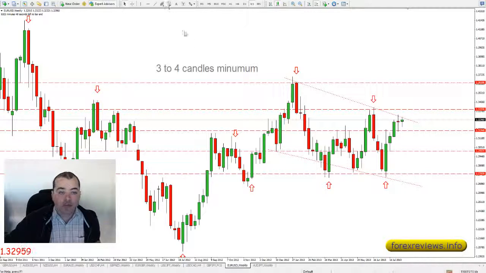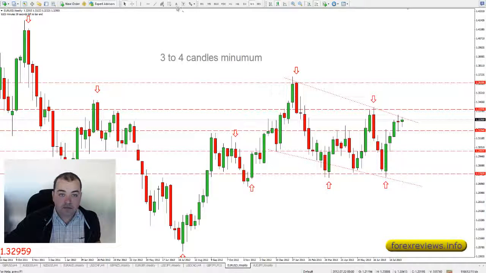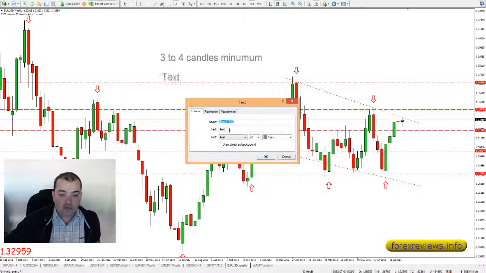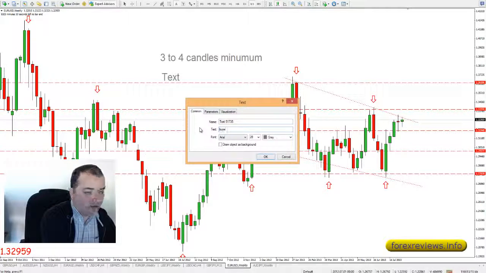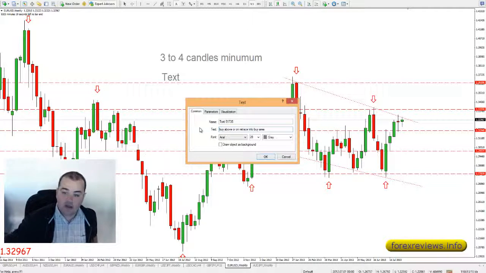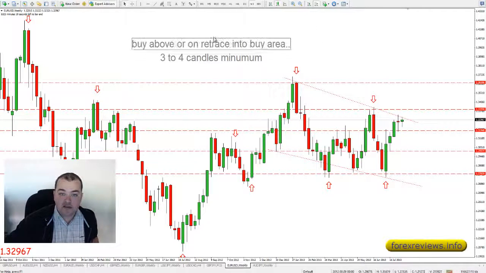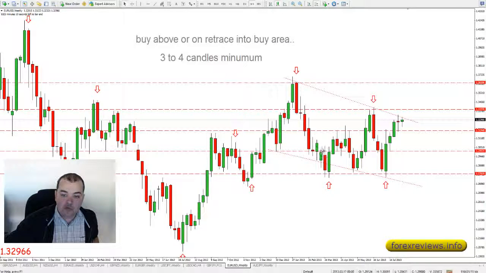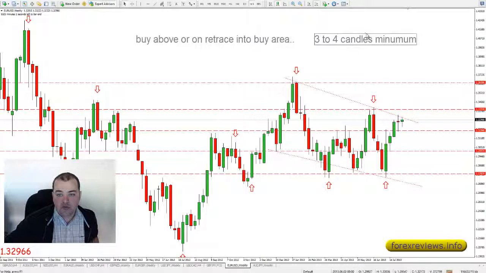But what's the second rule? Let me write it down. Buy above or on retrace into buy area. And I'll explain that in my future video on how to trade these. So you're either buying above the candle or you're buying on a retrace. All right, so these are my rules. I'll just put these up here.